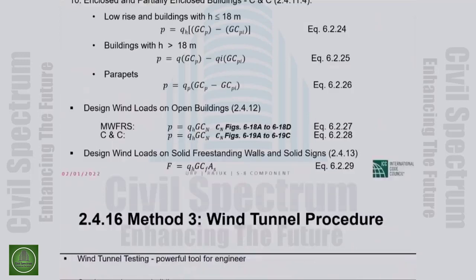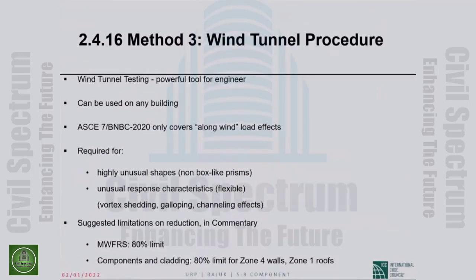So I think time will be better spent if I take 5 to 10 minutes, no more, on this wind tunnel procedure, which is method 3. Wind tunnel testing is a powerful tool for the engineer, and most important buildings, I would say. In Chicago, any building over 20 stories is designed based on wind tunnel testing. That's because you get to design for lower wind pressures that way than what ASCE 7 will give you. So it can be used on any building.